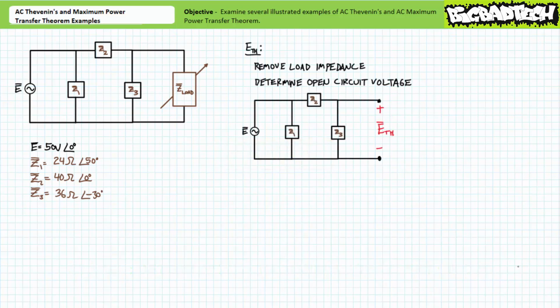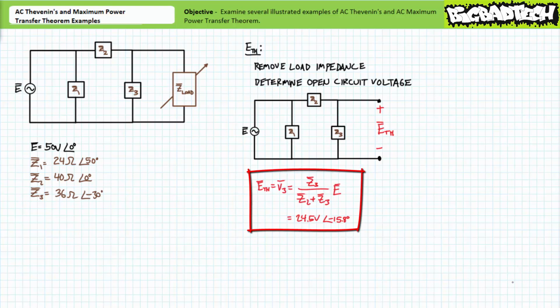Let's first solve for the Thevenin's equivalent voltage, ETH. To solve for ETH, one must remove the load impedance from the nodes of interest. Next, one determines the open circuit voltage seen across the nodes of interest. Note the removal of the load impedance may fundamentally alter the nature of the original series parallel circuit. It appears our open circuit voltage is the voltage across impedance element Z3. Perhaps the easiest and most direct means of solving for our voltage of interest is the AC voltage divider rule, solving for V3. Substituting our given values yields 24.5 volts at an angle of negative 15.8 degrees. This is our Thevenin's equivalent voltage, ETH.